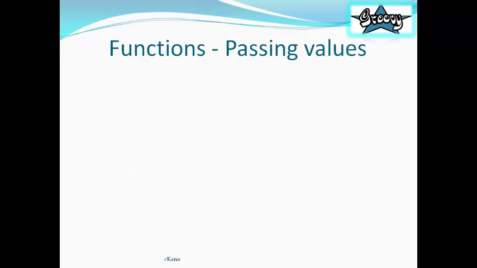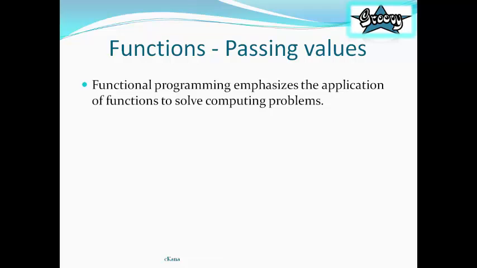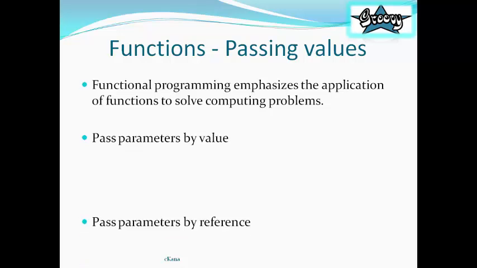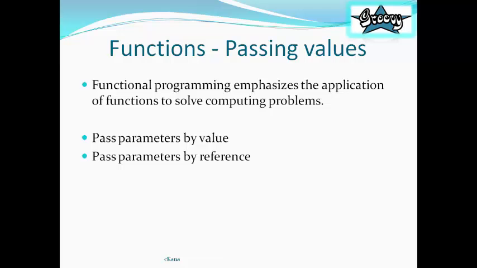Functions passing values. Function programming is a style of programming that emphasizes the application of functions to solve computing problems. Different programming languages pass parameters differently to these functions. So you can pass parameters by value and you can pass parameters by reference. Groovy is essentially a pass by value language. That is, if you pass a value to a method and the method modifies it, you don't see a change in the calling scope.